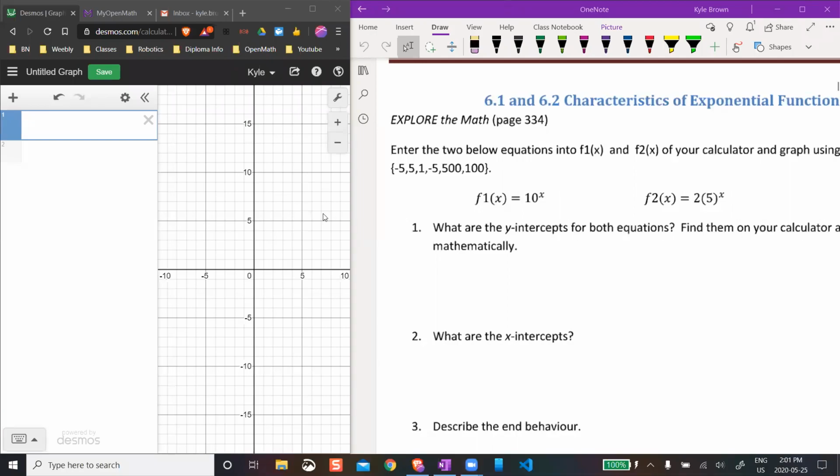Okay, so we are getting into exponential functions and logarithmic functions here in a minute. Section 6.1 in the textbook is all about exponential functions, and then section 7 is about logarithmic functions. That's going to be unit 4A and 4B from my website there.